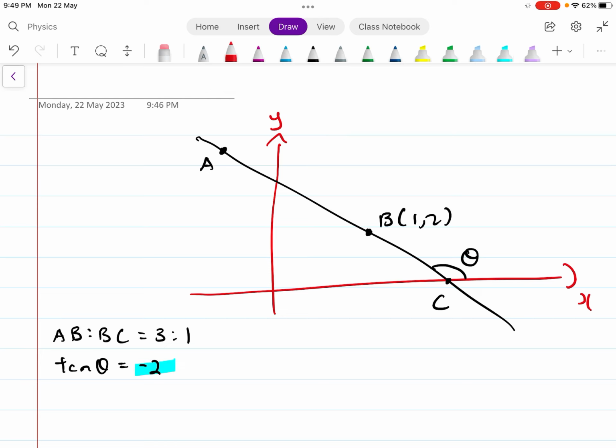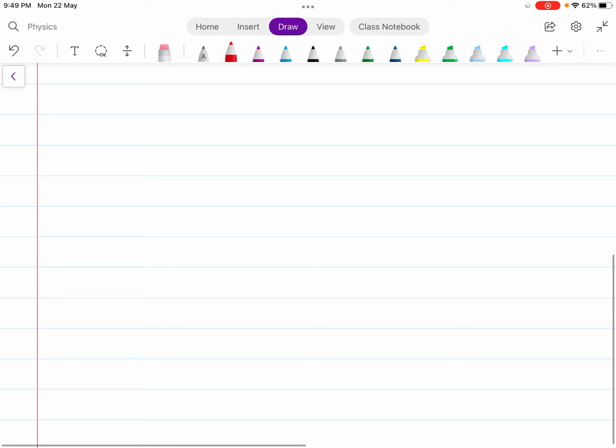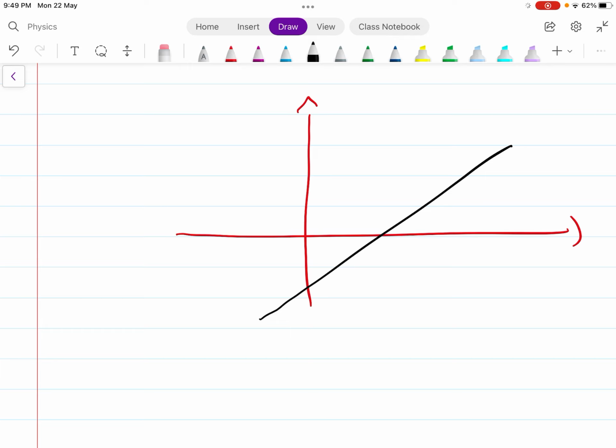This -2 actually tells us the gradient of the line. Okay, so why is that so? Because, first of all, maybe I go here first. Okay, imagine I have a graph, right? So this graph makes an angle theta. So we know that to find the gradient of this line, we can not just use y2 minus y1, we can also use the rise over run. Alright, so the gradient is equal to rise over run.